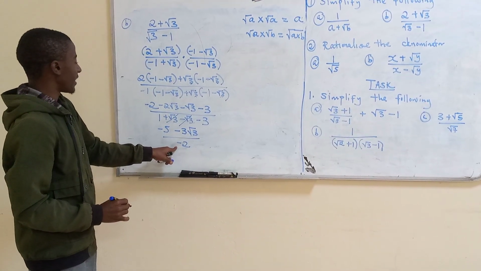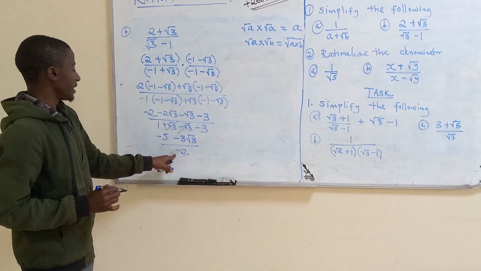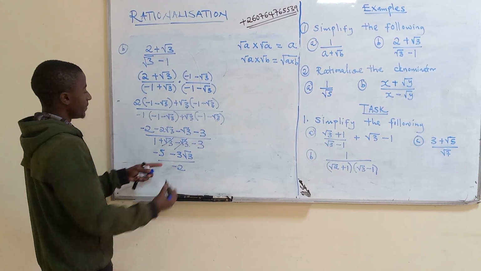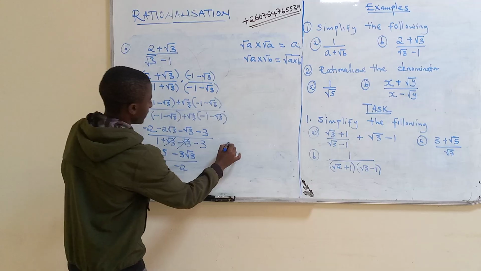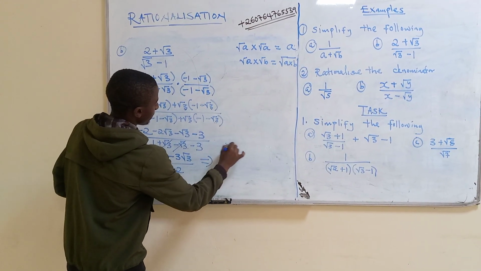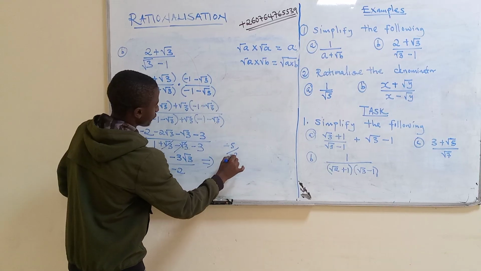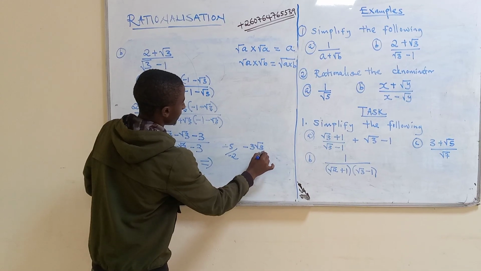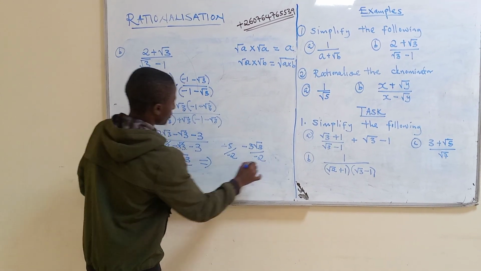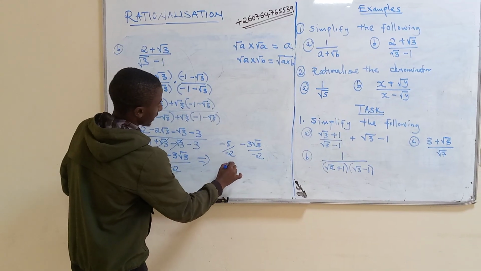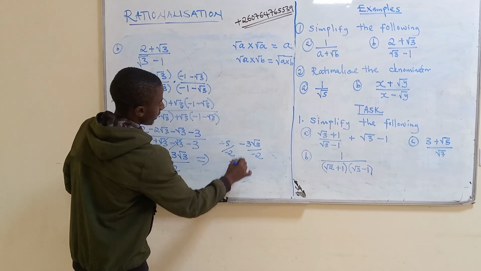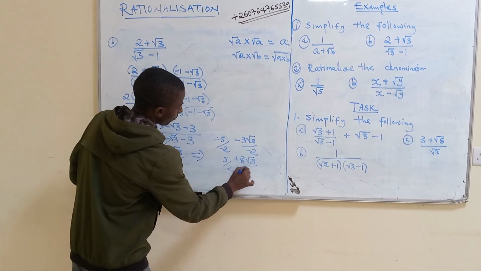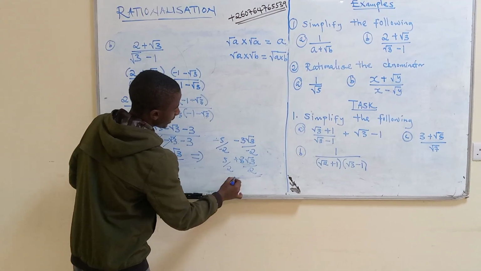To simplify this further, you have to leave it in standard form, where you are going to get the real part with the side, that is negative 5 over negative 2 minus 3 square root of 3 over negative 2. So here they are going to cancel each other, that is 5 over 2, plus 3 square root of 3 over 2. So this is our final answer.